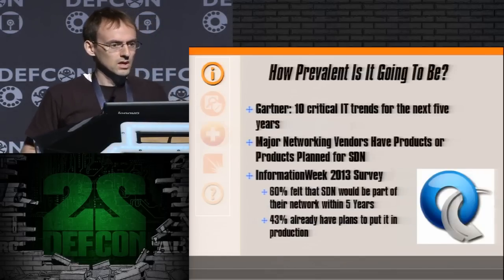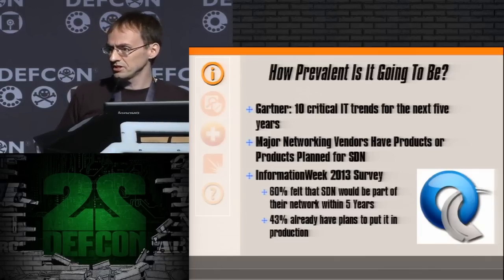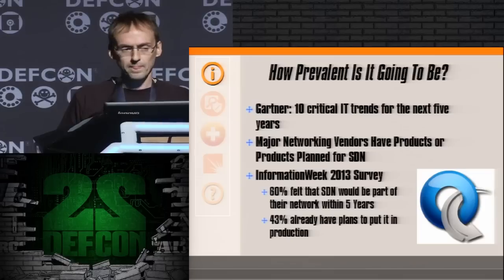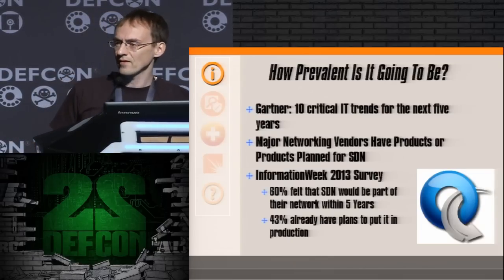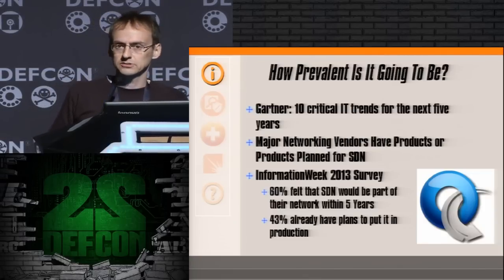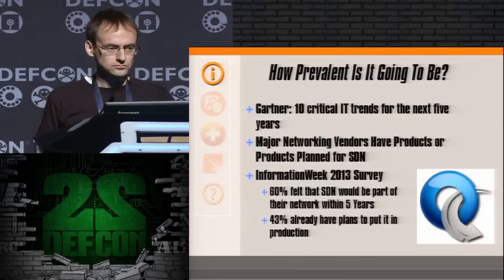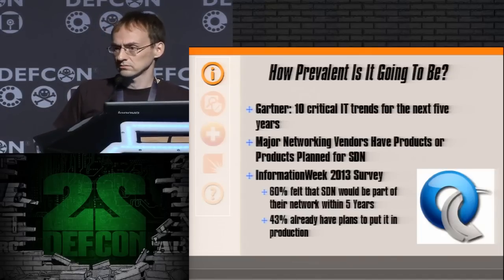Okay. Now, how prevalent is this going to be? We see these weaknesses that are easily exploitable. But if it's just a couple of people, yeah, a couple of people may have to worry about it, but what about the rest of us? Well, Gartner says this is going to be one of the 10 critical IT trends for the next 5 years. They are looking into their crystal ball, and they're seeing this having a really big impact on the enterprises out there. Major networking vendors have products planned for SDN. They're betting money on this. And people are already moving on it.